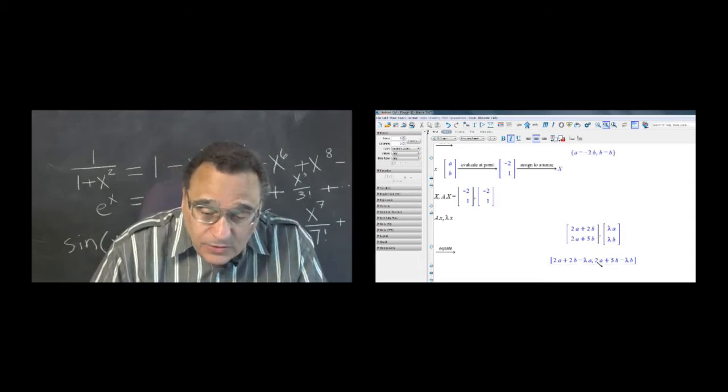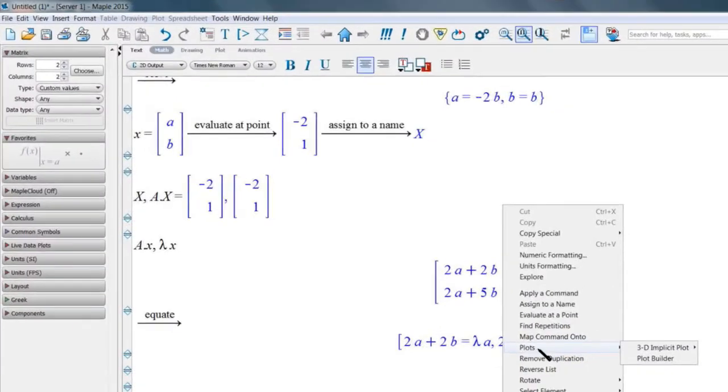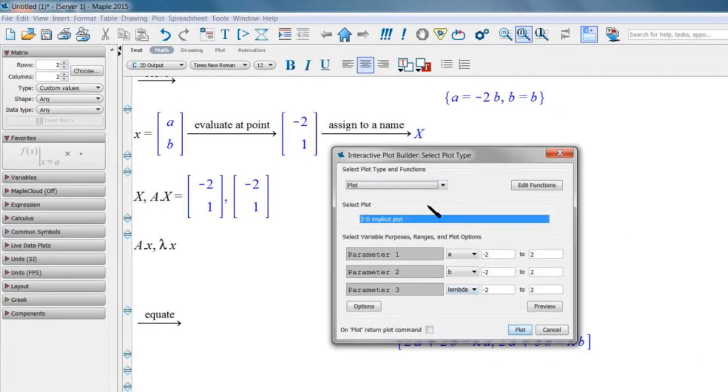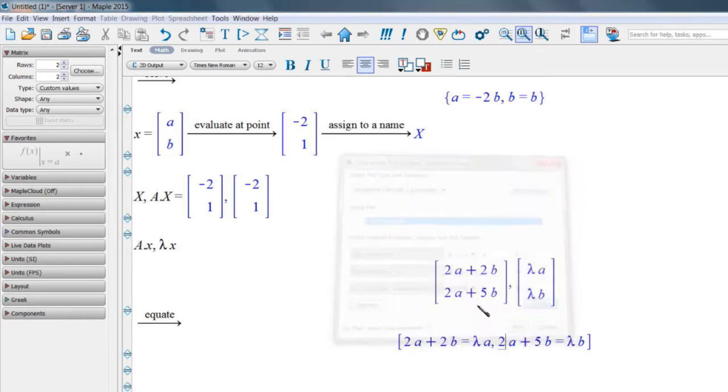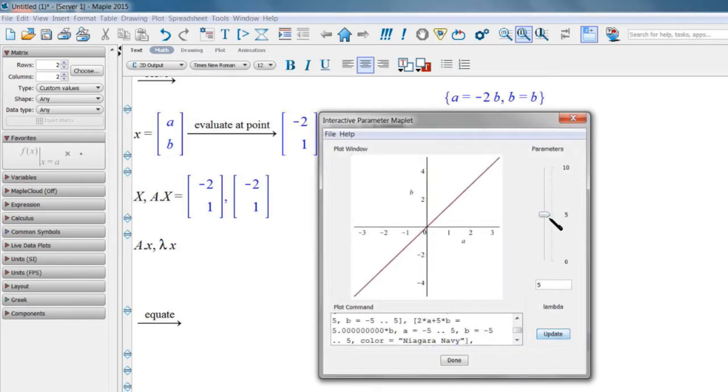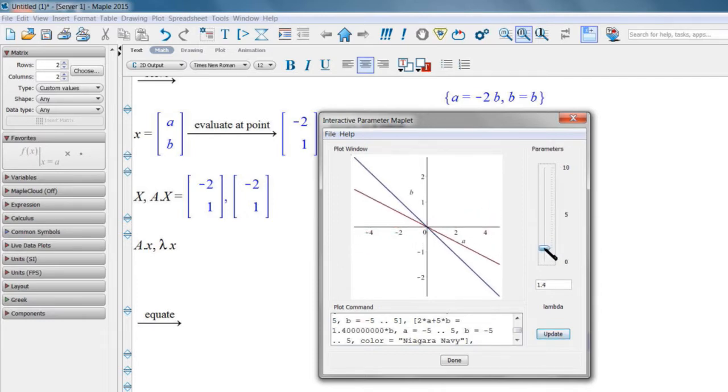Well, let's try looking at this graphically. I'm going to bring up the plot builder, and I'm going to ask Maple to build me an interactive plot with one parameter. The parameter is lambda. The slider controls the value of lambda, and as I move that slider and lambda changes, you see that the two lines pass through the origin. That's the only solution unless the lines are coincident.